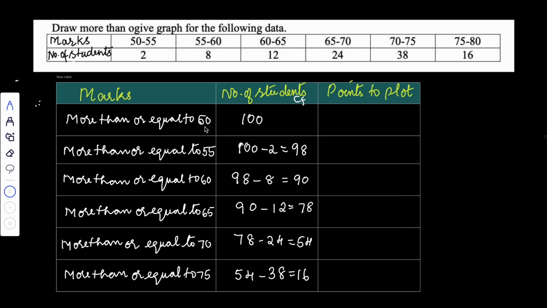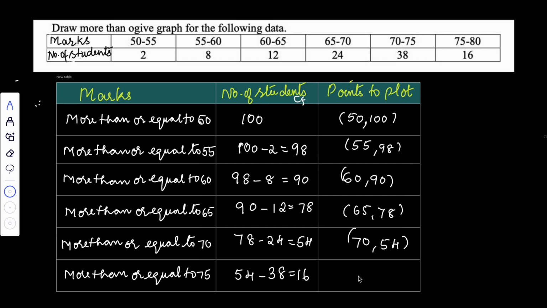Now which points to plot? 50, 100, that is the lower limit and cumulative frequency. 55, 98; 60 and 90; 65, 78; 70 and 54; 75 and 16. Now we want to plot the graph of this. Sometimes in the examination they will directly give the more than or less than cumulative frequency distribution table. Then you have to directly draw the graph by plotting the points.